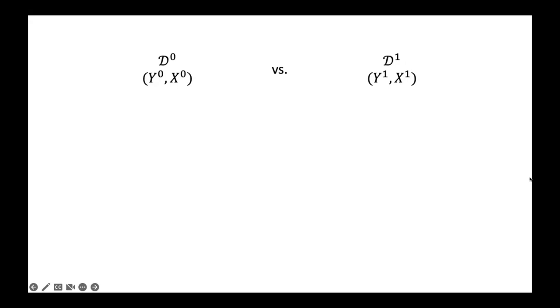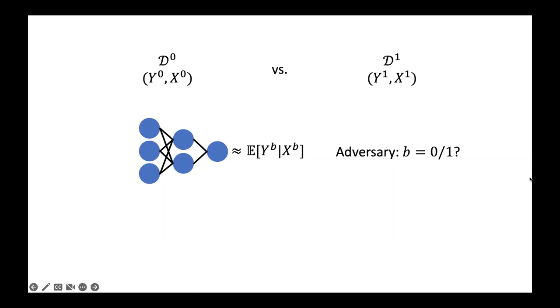We need a little more notation. To simplify things in this talk, I will only consider a binary setting where there are only two possible training distributions, D0 on one hand and D1 on the other hand. The model trainer now picks one of those two distributions, indicated by the superscript b, which is either 0 or 1, and trains the model on this. And so the model here tries to learn the expected label given the features. The adversary has access to the model and tries to learn the bit b.